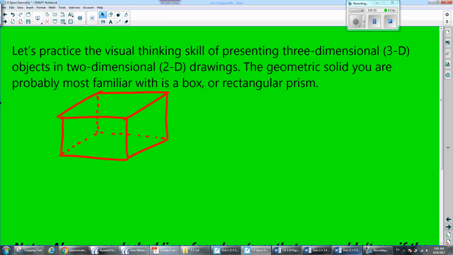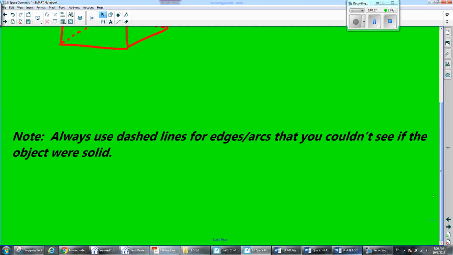Okay, let's practice the visual thinking skill of presenting 3D objects in two-dimensional drawings. The geometric solid you are probably most familiar with is a box, but we call that a rectangular prism. So make sure that we're always using dashed lines for edges or arcs that you couldn't see if the object were solid.